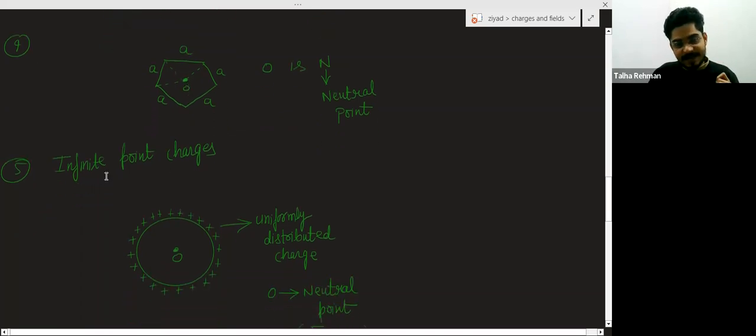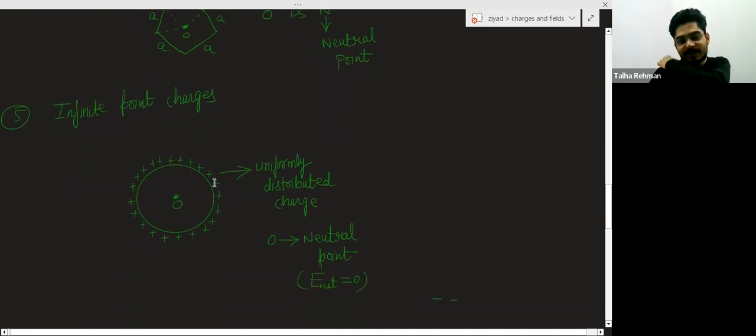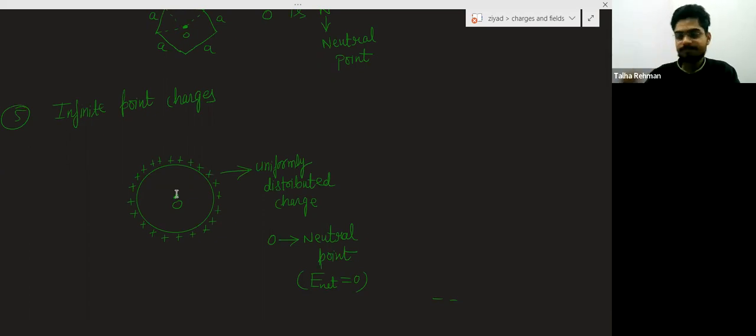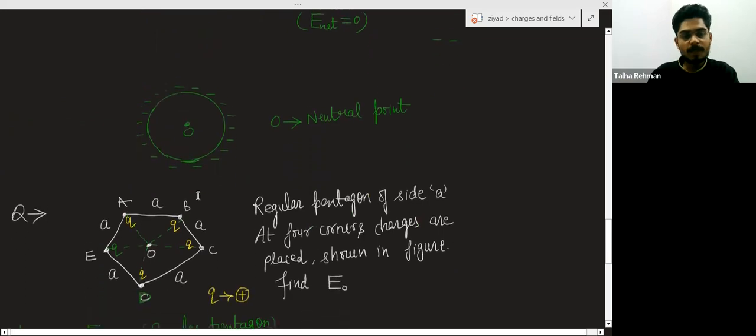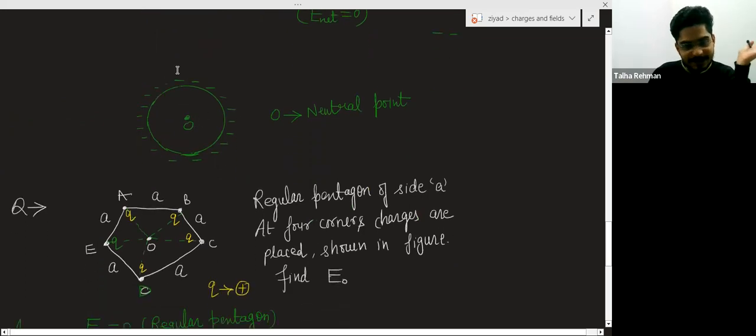If there are infinitely many point charges, you can consider this as a uniformly distributed charge on a ring, then again you will get the neutral point at the center. Neutral point is the point where the electric field due to all individual charges becomes 0. If a negative charge is there, then also this point will have 0 electric field.